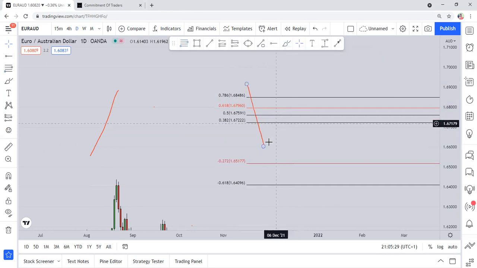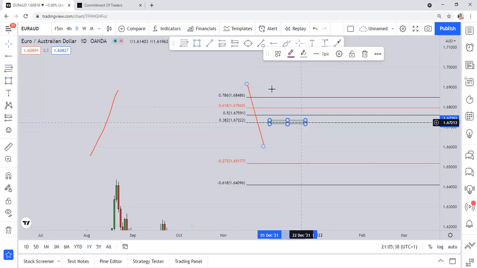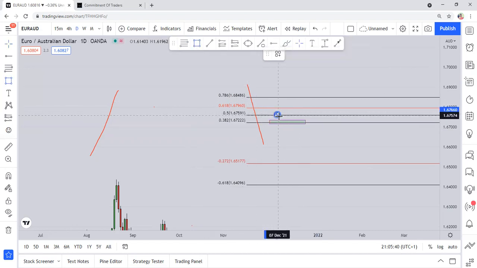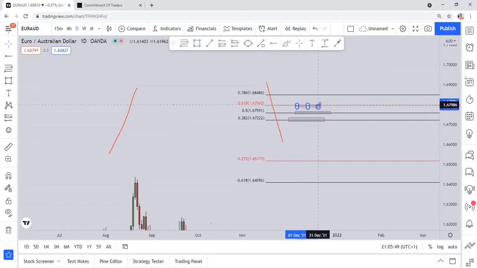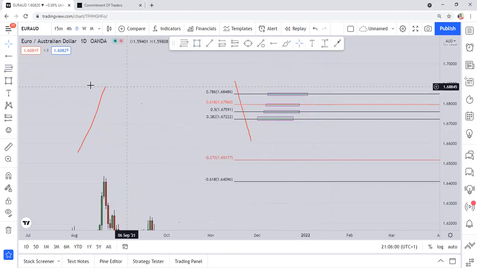What you are expecting is a correction to any of these Fibonacci ratio levels. The market could retrace at the 0.382 Fibonacci ratio. The market can retrace at this 0.5 Fibonacci ratio. The market can also retrace at the golden ratio, which is the 0.618 Fibonacci ratio. The market can also retrace at the 0.786 Fibonacci ratio.